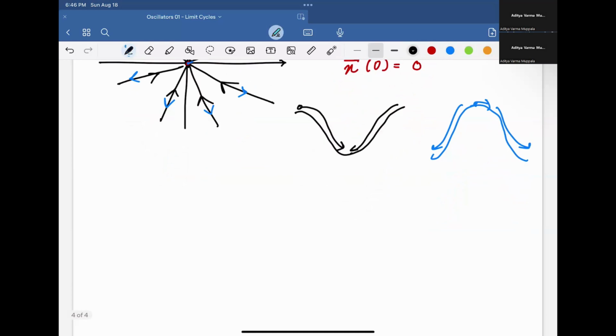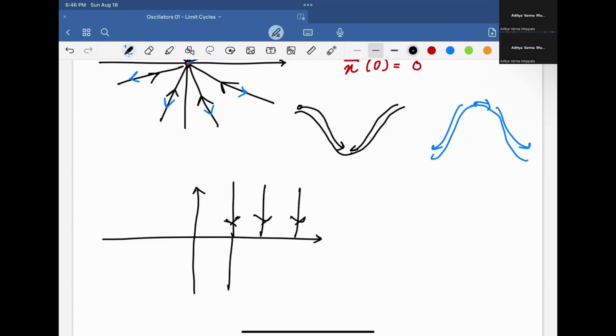You can have a fixed point along a line. So you can have a line of fixed points, for example. So you can have, let's say, dynamics that all flow to the y-axis this way, right? So this entire line is essentially a fixed point, or set of fixed points, right?